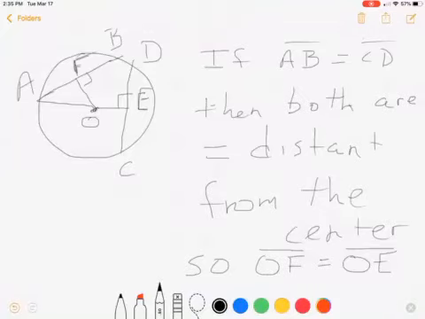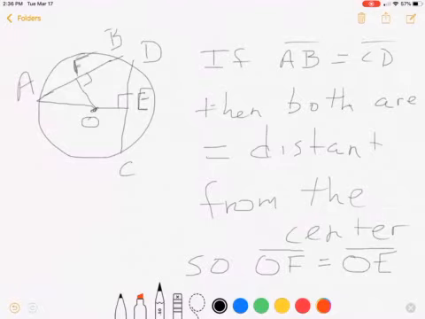I'd like to talk about the last part of the chapter. The last part of the chapter can be understood by focusing on the diagram I have on the left. I have a circle O, and I have two chords that are of equal length. The chords are marked as AB and CD.